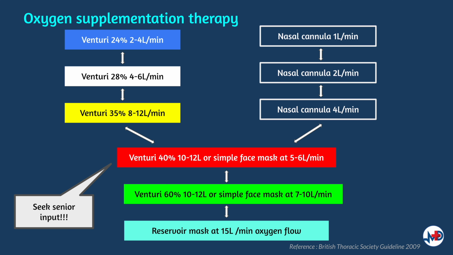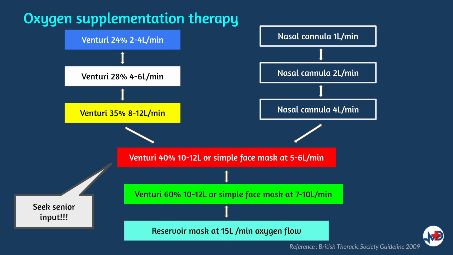Now, this is a flow on oxygen supplementation therapy. It is referenced from the British Thoracic Society guidelines. Begin with titrating oxygen up or down to maintain the target oxygen saturation. This flowchart shows the available options for stepping dosages up or down. The chart does not imply any equivalence of dose between venturi mask and nasal cannula.